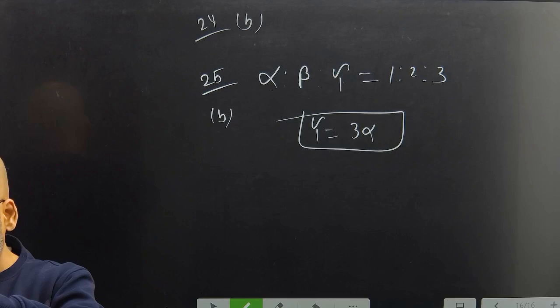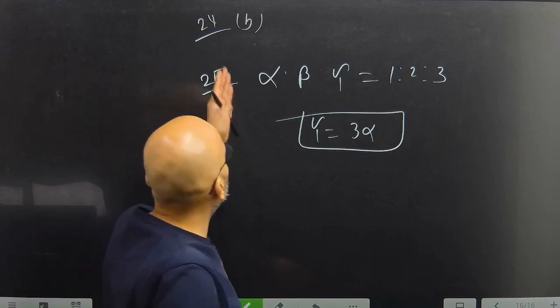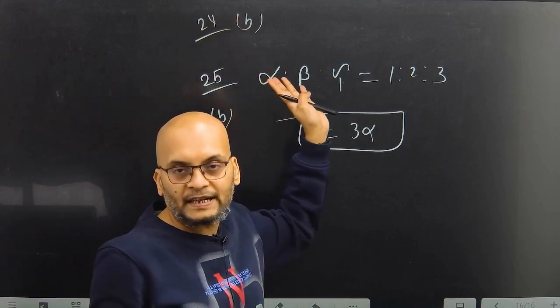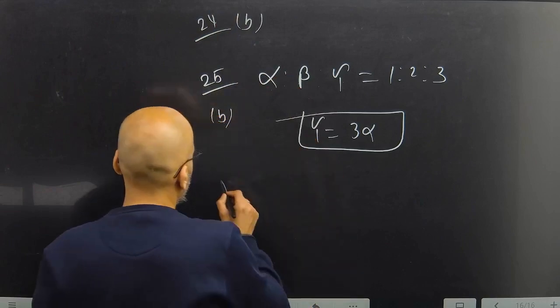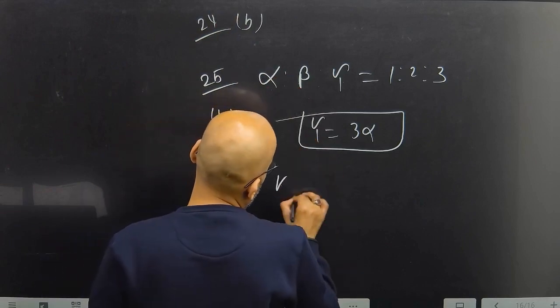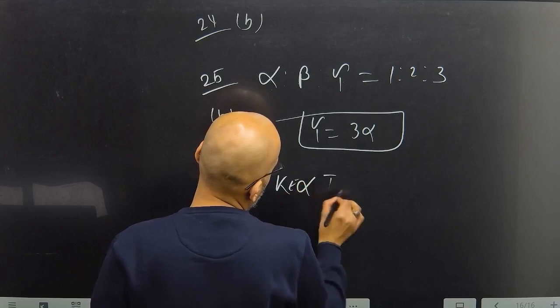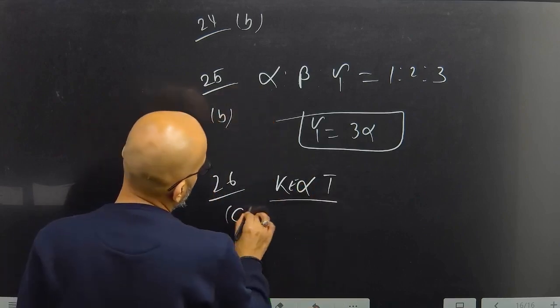Question 26. It is saying the average kinetic energy of a gas molecule at absolute temperature T. Guys, just before this we did it. 1 by 2 kT, overall 3 by 2 kT. So kinetic energy is proportional to T. Option C is correct. Direct formula.